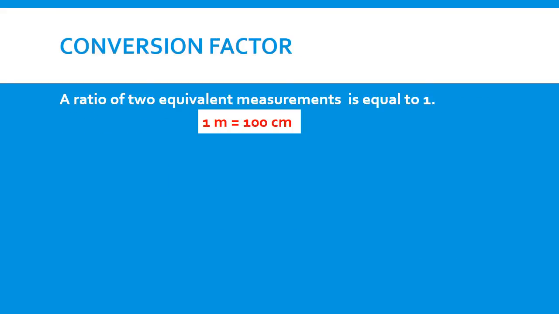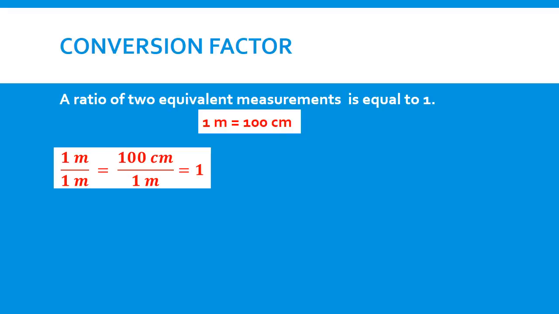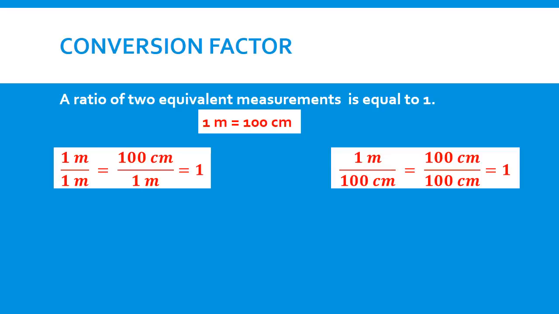Now, in a conversion factor, if I have the equivalent statement 1 meter to 100 centimeters, 1 meter is equal to 100 centimeters. Now, if I divide both sides of the equation by 1 meter, then I get 100 centimeters divided by 1 meter equals a ratio of 1. Or divide both sides by 100 centimeters, 100 centimeters divided by 100 centimeters is equal to 1. Now, these two values here, the values that I can use to convert from one unit to another, show the ratio of these two equivalent measurements.